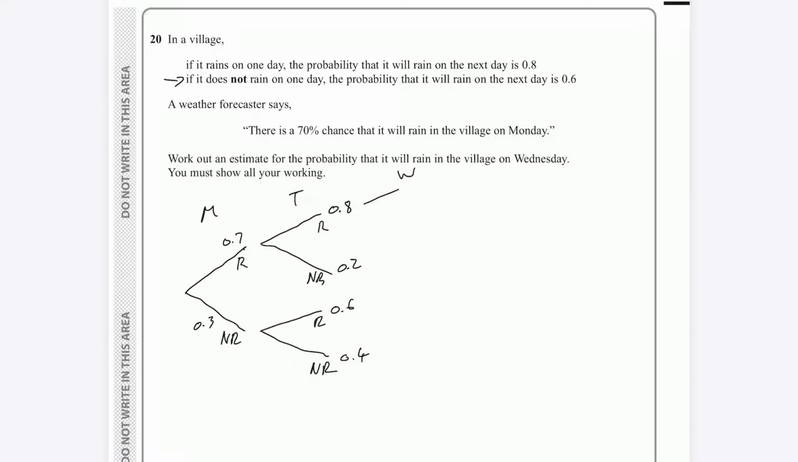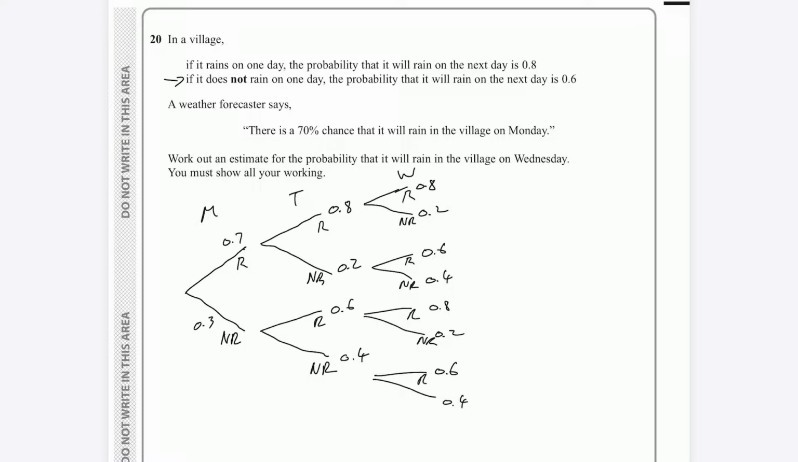So if it has rained, the probability that it will rain the next day is going to be 0.8 to 0.2. That's rain and no rain. And here it hasn't rained, so the probability that it will rain the next day is 0.6 to 0.4. It's rained, no rain. In this case, it has rained, so the probability that it'll rain again the next day is 0.8 to 0.2. And in the final case, it hasn't rained, so the probability that it'll rain the next day is 0.6 to 0.4. So rain and no rain.